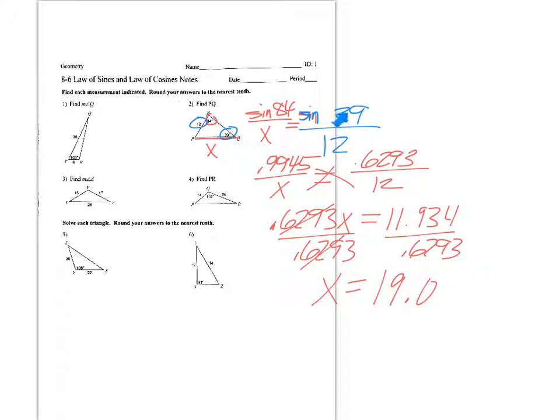The angle here was 39, the side was 12. This angle is bigger, so this side should be bigger, and it is, 19. It's not going to tell you whether your answer is right, but it will tell you if your answer is wrong. It should make sense to the problem. All right, let's keep going. Still using law of sines here.